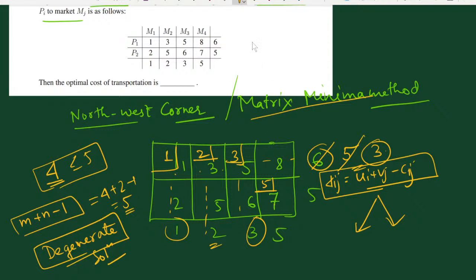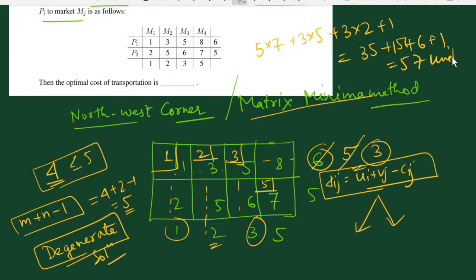The optimal cost is 5 into 7 plus 3 into 5 plus 3 into 2 plus 1, which is 35 plus 15 plus 6 plus 1, equal to 57 units. Therefore the optimal cost of the transportation problem is 57 units. You can go through the complete procedure with the big calculations, but you don't need to for this problem. So 57 units is the correct answer.